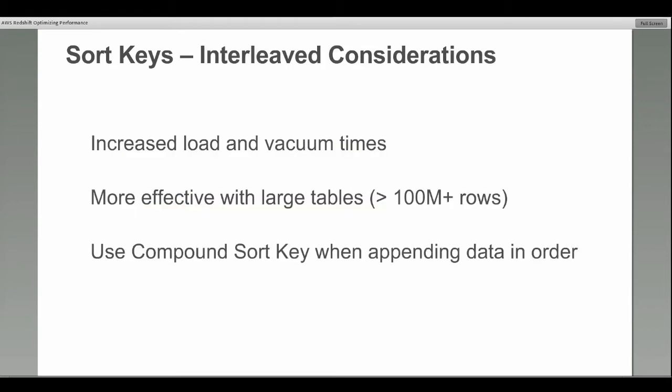One of the things you want to consider when you use interleaved sort keys is that you will have increased data load times, because when you're loading the data, it's going to need to be sorted across up to 8 different columns. And when you vacuum an interleaved sort key table, as I said previously, that's going to take longer just because of the number of columns in the sort key itself. It is also more effective with larger tables. The rule of thumb is 100 million rows plus. You may want to consider interleaved sort keys for those types of tables.